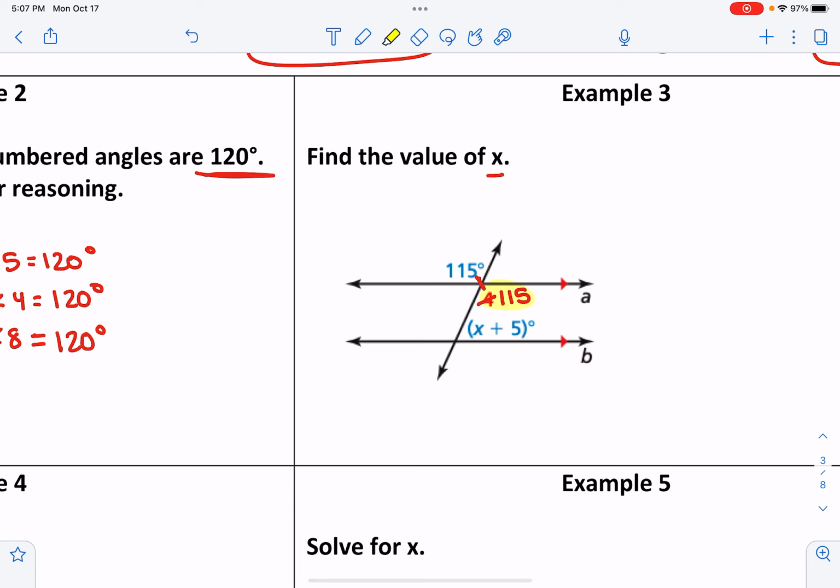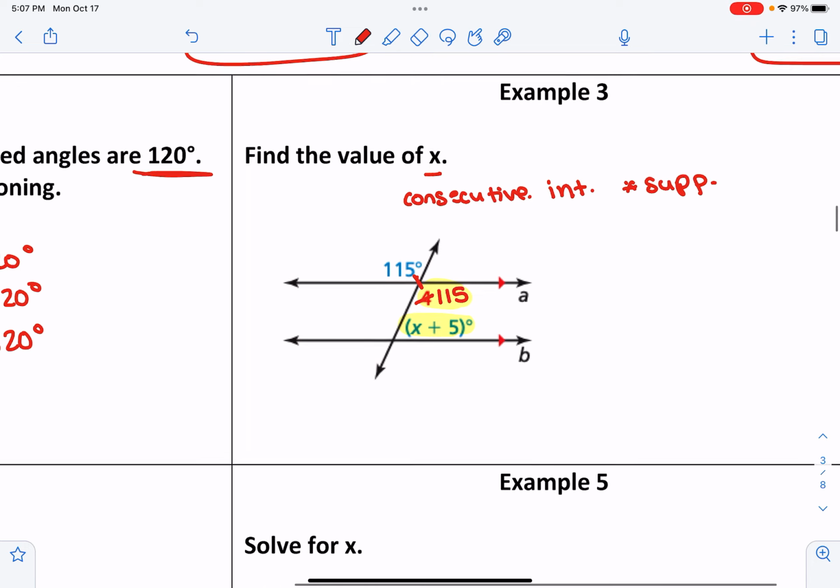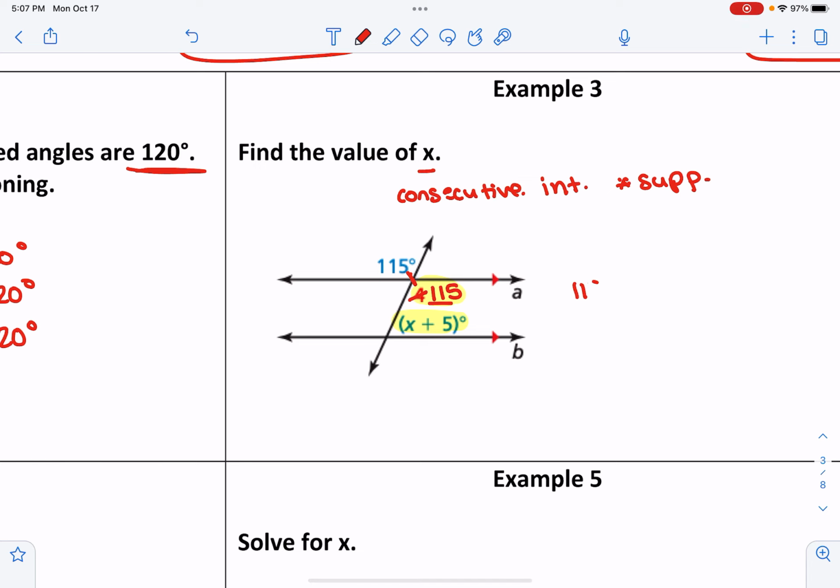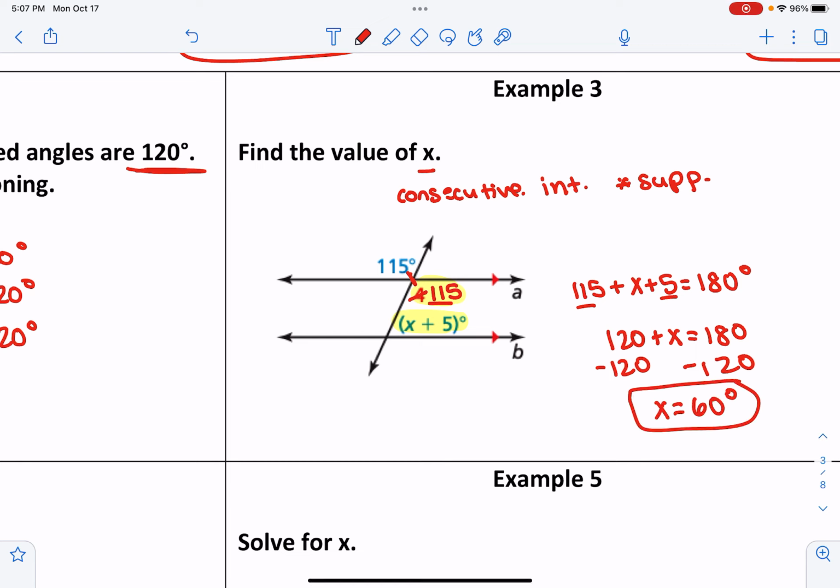Now we know that there's a relationship here. These angles are consecutive interior. And we know that consecutive interior are supplementary. So we know that this 115 together plus that x plus 5 adds up to be 180 degrees. All right, so we combine our like terms. 115 and 5 is 120 plus x equals 180, minus 120 on both sides. So our x is going to be 60 degrees. Finding the value of x, all done.